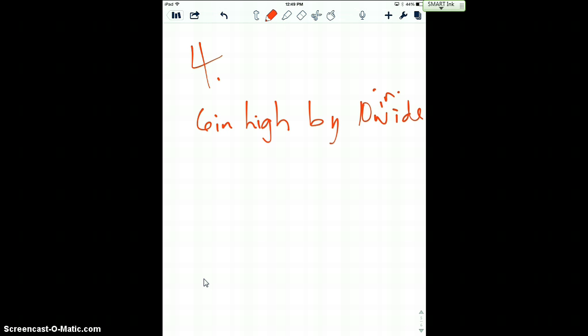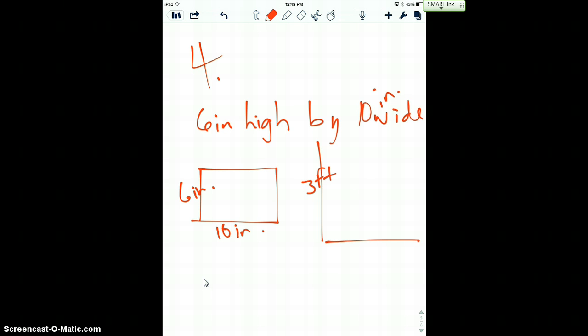So I'm going to start just drawing some pictures of rectangles. So 6 inch high by 10 inch wide, 6 inch by 10 inch. That's their poster design. And the complete poster will fit in a space 3 feet high by 4 feet wide. What are the dimensions that I can enlarge this so that it's proportional, so that it's similar, so that I don't distort it, that it will fit on there.